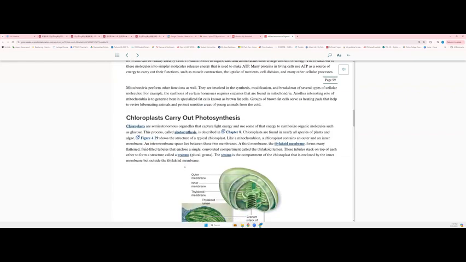Then we're going to talk about the chloroplast. Chloroplast is the organelle where photosynthesis happens. So what's photosynthesis? Photosynthesis is basically plants capturing energy from the light and using that energy from light to synthesize organic molecules such as glucose. This process is called photosynthesis. We're going to talk about more details in a later chapter.